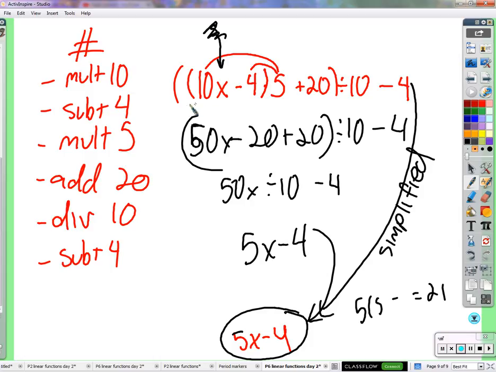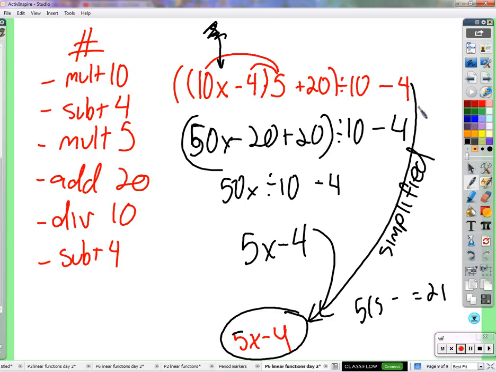When you simplify this and get this, what did we get when we plugged 5 into this expression? Plugged in 5, we got out what? 21. I don't see it written here, but we did indeed get 21. What did we get when we plugged 5 in here? 21. Okay. I want you to quickly plug in 7 into this expression. Tell me what you get. 31. Everybody agree? Yes. 31.